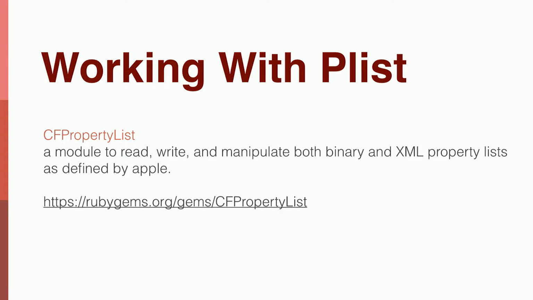Working with plist. As a MacAdmin, you almost certainly will work with plist, because that's how Apple chooses to store their data and their values. So we have a way to do that with Ruby. It's called CF property list, and it reads both binary and XML property lists defined by Apple. This is the Ruby gem link there.